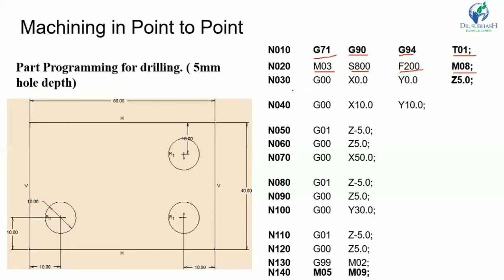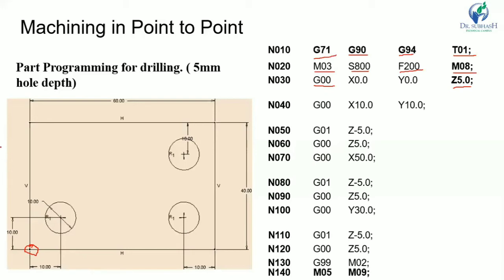Now here, N030. G00 means rapid traverse, and X0, Y0 means we have to keep our tool at this point. This is X0, Y0, and Z5 mm. Z5 mm means the tool is 5 mm above the workpiece surface. So this is the rapid traverse. There is no cutting at this stage.